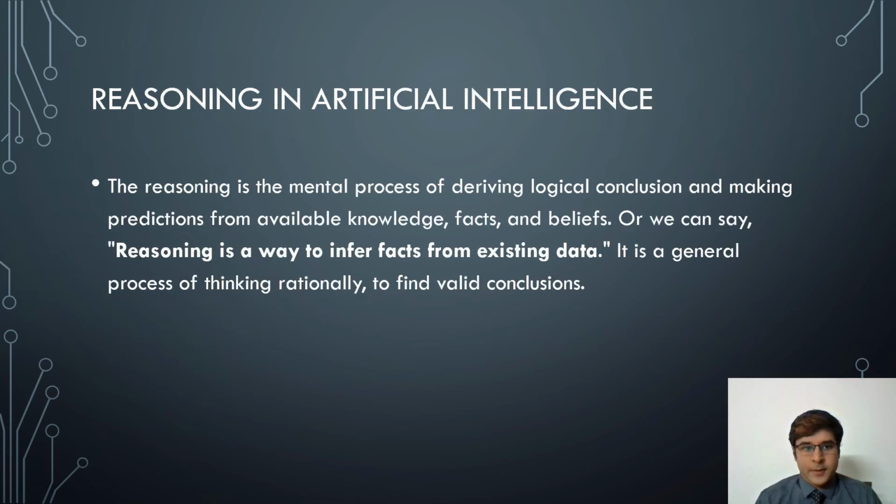Now we move on to the concept of reasoning in artificial intelligence. Reasoning is the mental process of deriving logical conclusions and making predictions from available knowledge, facts and beliefs. As we have discussed in part 1, inferencing and reasoning are the same terms, and we can say reasoning is a way to infer facts from existing data. So when we have a knowledge base and we infer new logic from it, it is known as reasoning, as discussed earlier as well. So it is a general process of thinking rationally to find valid conclusions.